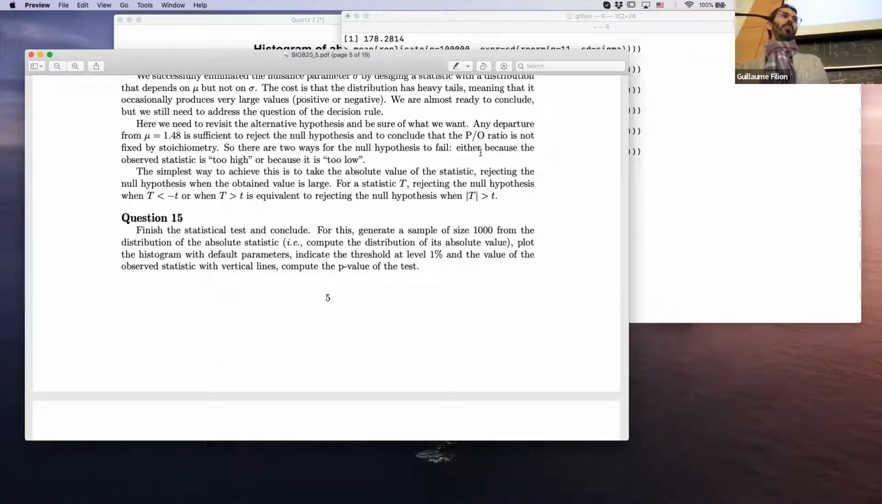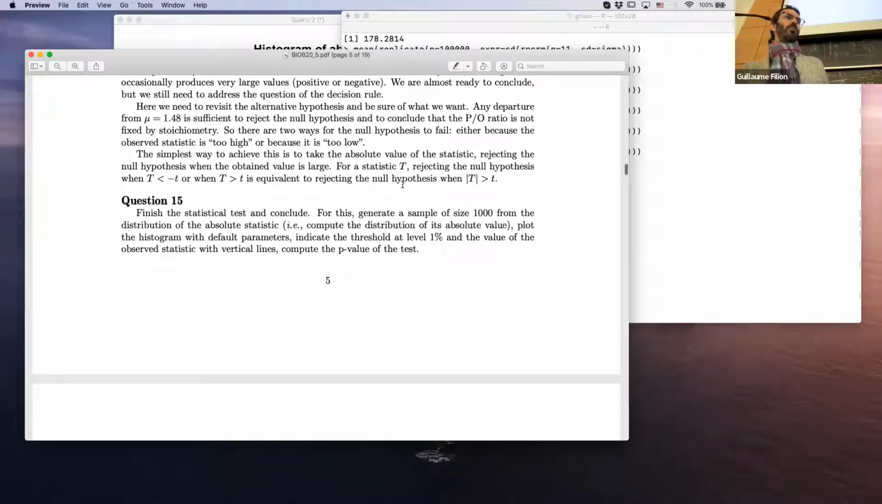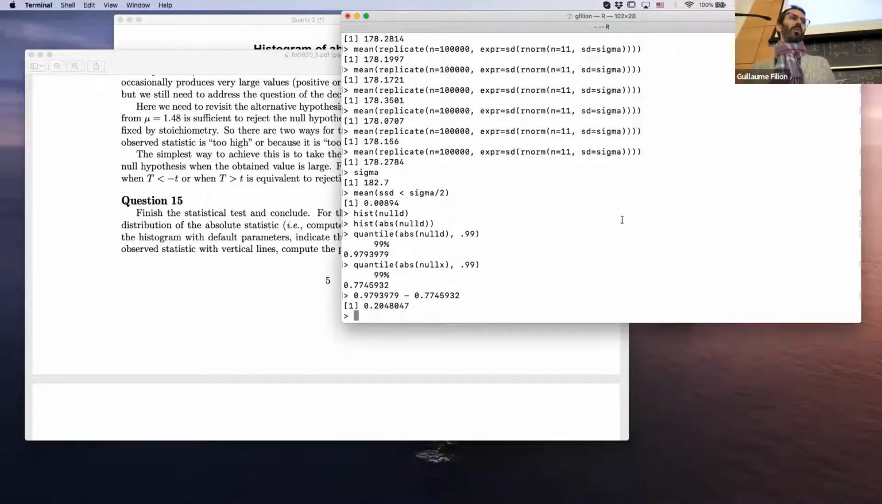There are two ways for the null hypothesis to fail, either because the observed statistic is too high or because it is too low. The simplest way to achieve this is to take the absolute value of the statistic, rejecting the null hypothesis when the obtained value is large. For statistic T, rejecting the null hypothesis when T is less than minus small t or capital T is greater than small t is equivalent to rejecting the null hypothesis when the absolute value of T is greater than small t. Okay, so this is just reminding people of how absolute values work.